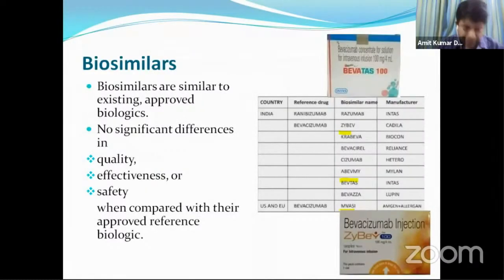We have various biosimilars of bevacizumab and ranibizumab in the market. So what are biosimilars? They are similar to existing approved biologics, with no significant differences in quality, effectiveness, or safety when compared with their approved reference biologics. For bevacizumab, there are a few biosimilars in the Indian market, like Zyvex, Sizumab, Bevatas, and we have Razumab as the biosimilar for ranibizumab.